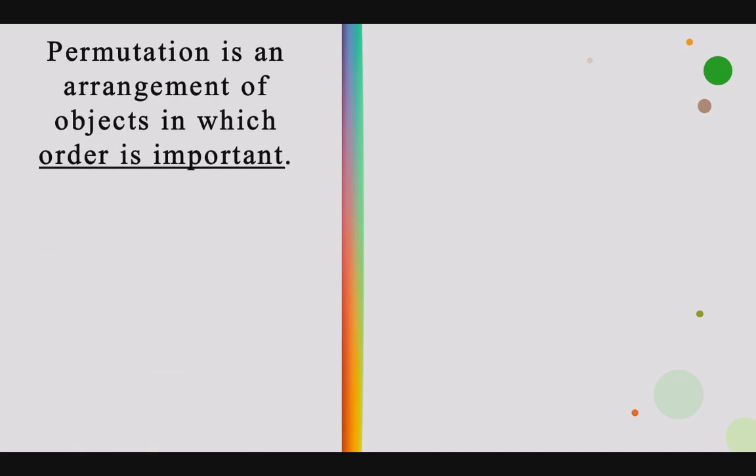Now, let us differentiate permutation and combination. In permutation, it is an arrangement of objects in which order is important. So, again, order is important. The formula that we usually use is this. Permutation of n objects taken r at a time is equal to n factorial over quantity n minus r factorial, where r is greater than or equal to 0 and less than or equal to n.